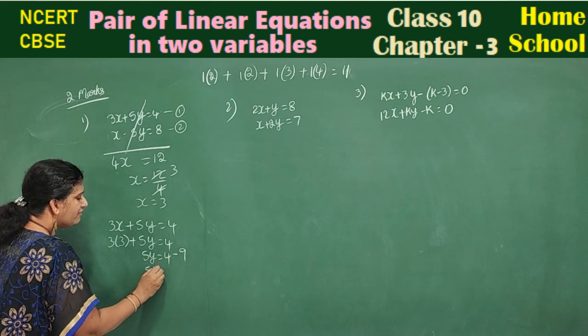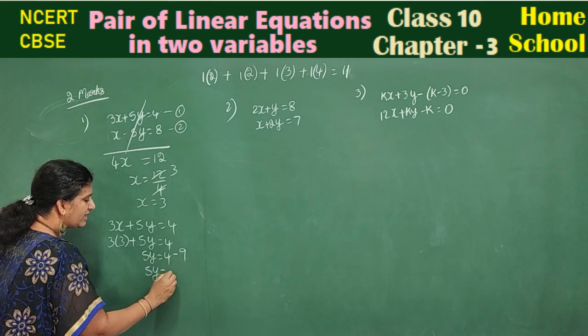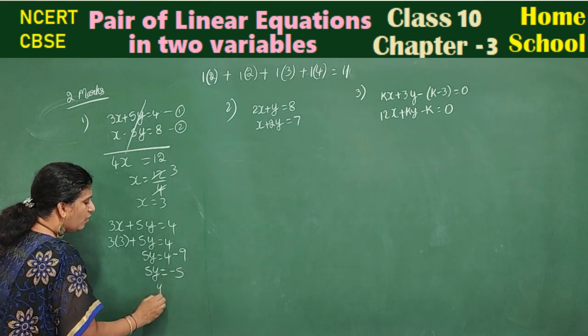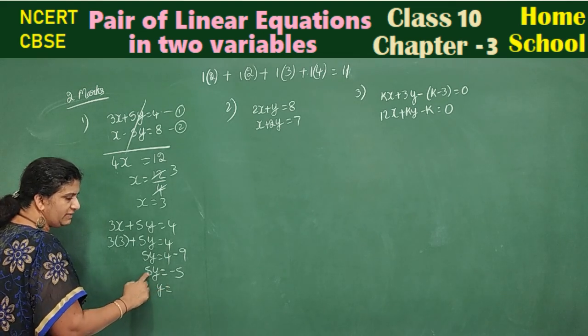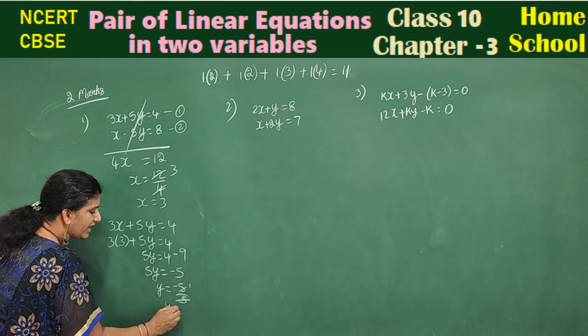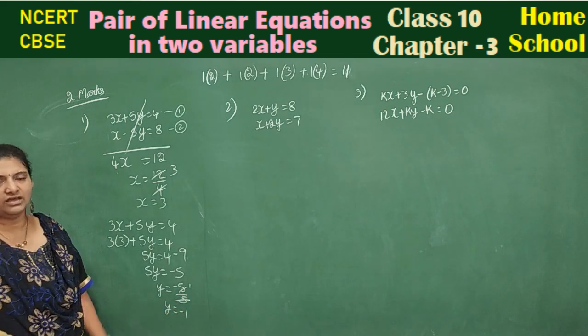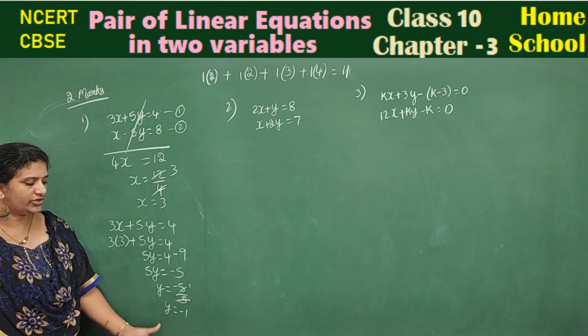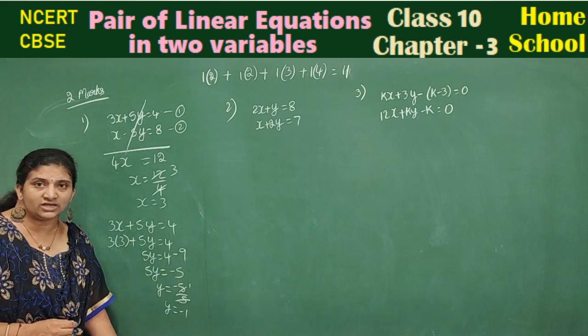Minus 9. 5y is equal to 4 minus 9, minus 5. y is equal to, 5 is a multiple, send other side it will be divided. 5 ones are 5. y is equal to minus 1. Therefore, x is equal to 3 and y is equal to minus 1 is your solution.